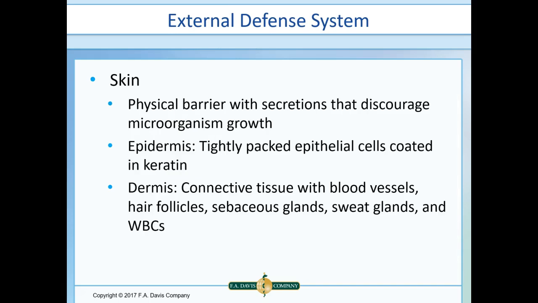The skin has the epidermis and the dermis layers. They each have a different type of role in this. The epidermis has tightly packed epithelial cells that are coated in keratin. That keratin does help keep things from getting in. The dermis is the connective tissue with the blood vessels, hair follicles, sebaceous glands, sweat glands, and WBCs, which is another layer that is very difficult to get through.